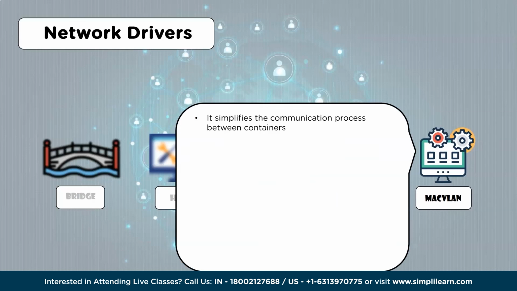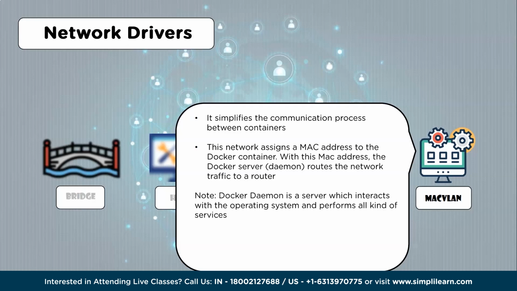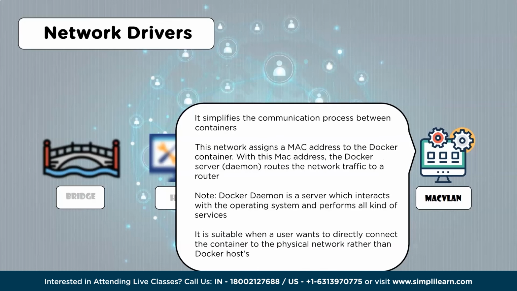And then we have the Mac VLAN, which simplifies the communication between the containers. This network assigns a MAC address to the Docker containers. With this MAC address, the Docker server will route the network traffic to a router. So it's not on the basis of IP address, it's actually on the basis of MAC address. On the specific MAC address, the Docker server will redirect the network traffic to a specific router.